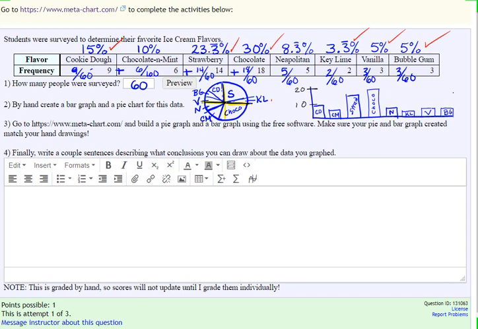Now the next step will be going to this website here, metachart.com, and building a pie graph and a bar graph using the free software. There are prompts to help you through it, and you can check your work to see if these really quick sketches of both a bar graph and a pie graph are good representations. You also need to be able to find the total surveys given the frequency. I hope this helps.